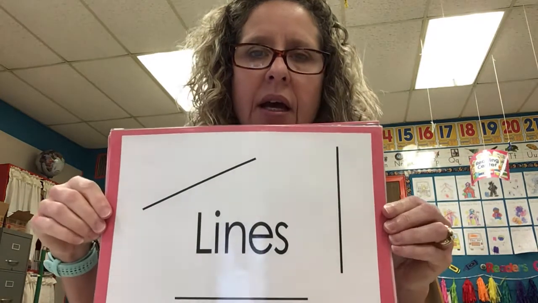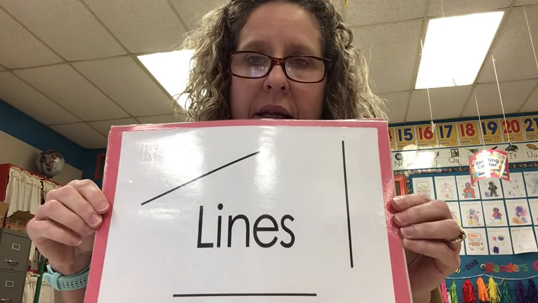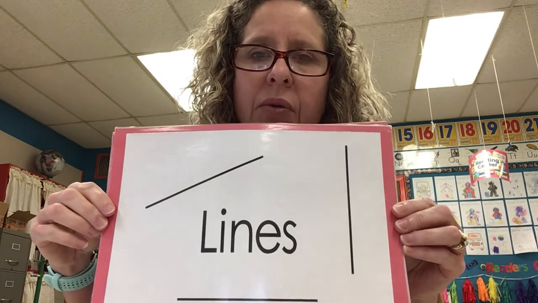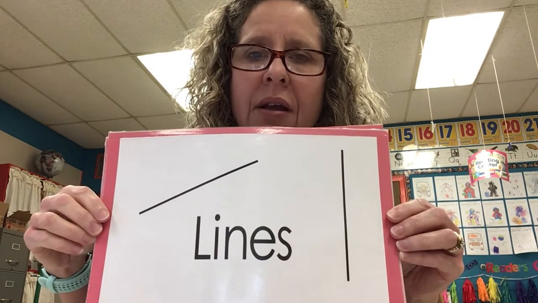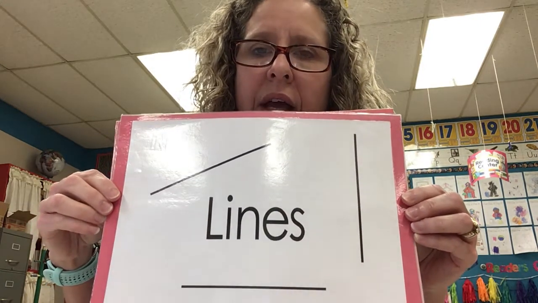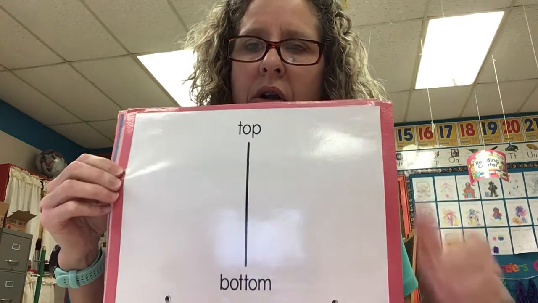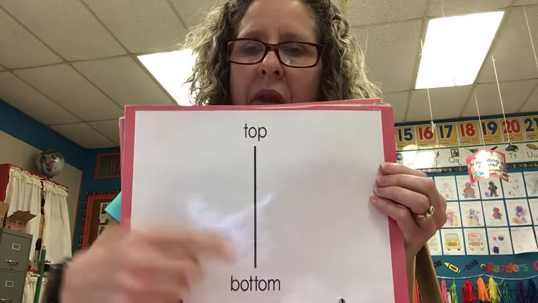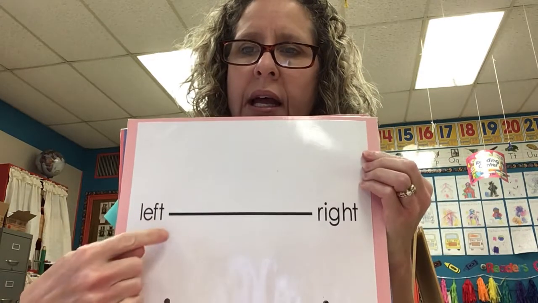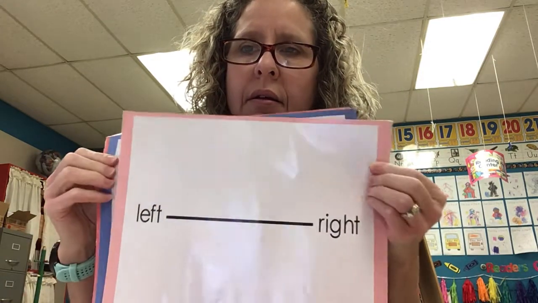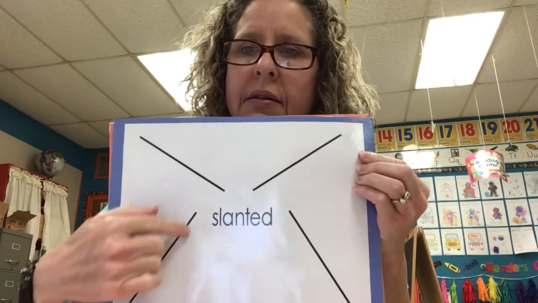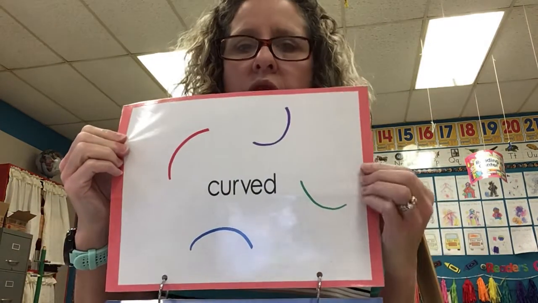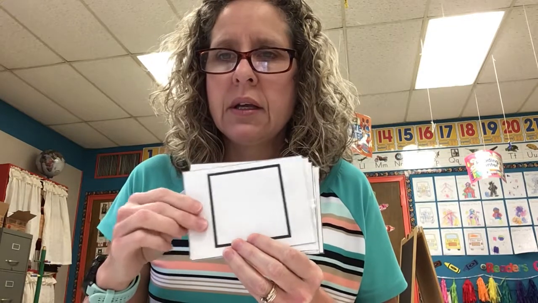This week we're going to be looking at different kinds of lines. It seems pretty basic and simple, and it is, but it's also fundamental to so many of the things that we do with writing and recognizing shapes, numbers, and letters. And so the kinds that we focus on are top to bottom lines, left to right lines, slanted lines, and curvy lines.